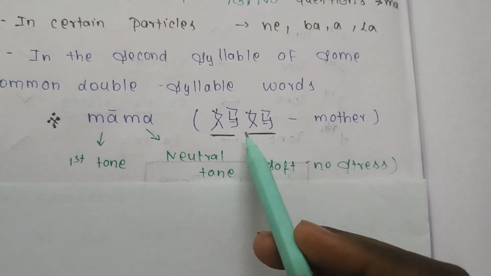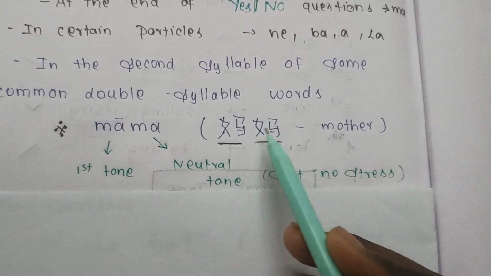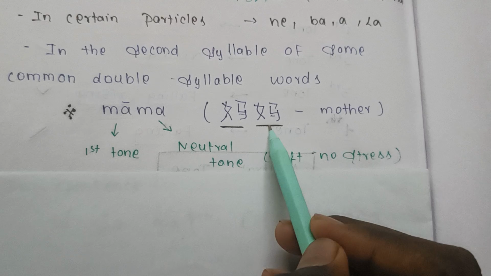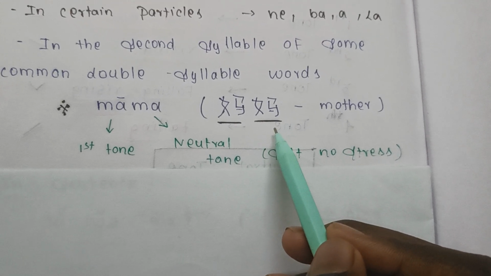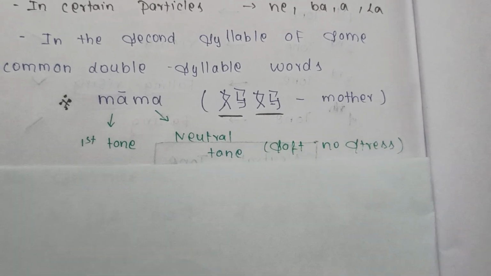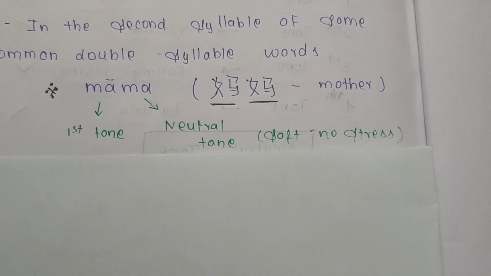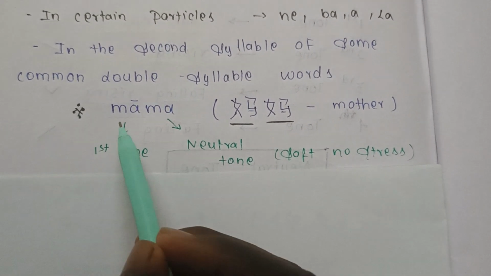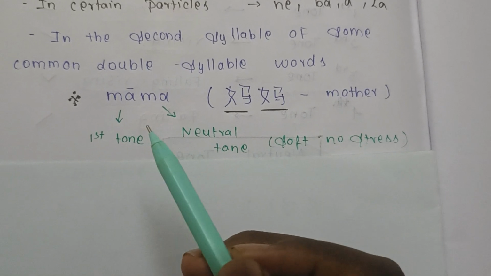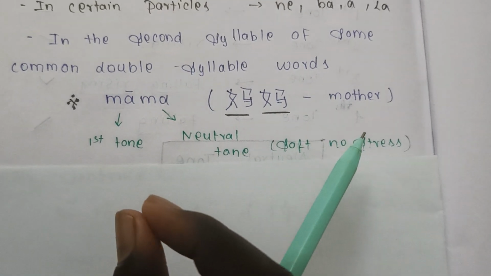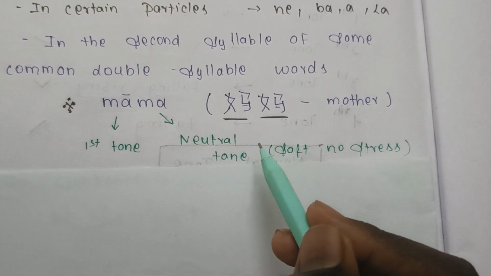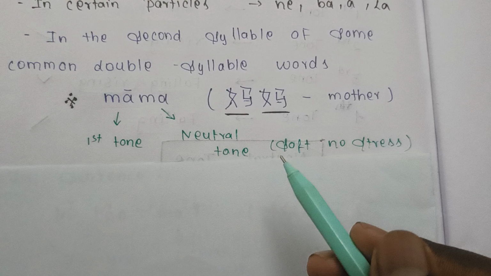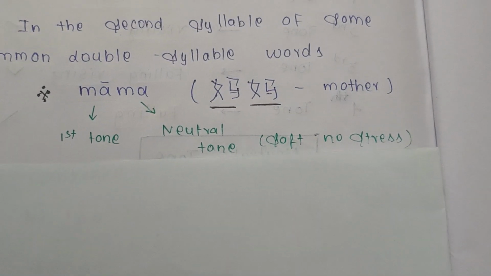If you see this character, both characters are the same. Ma, ma. But why are you pronouncing the second tone as the neutral tone? Because whenever you are facing two of the same word, like mama, gege, baba, you have to pronounce the first one with the first tone and the second one with the neutral tone.